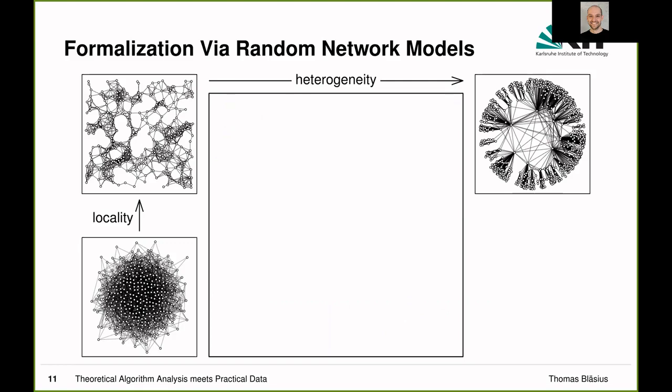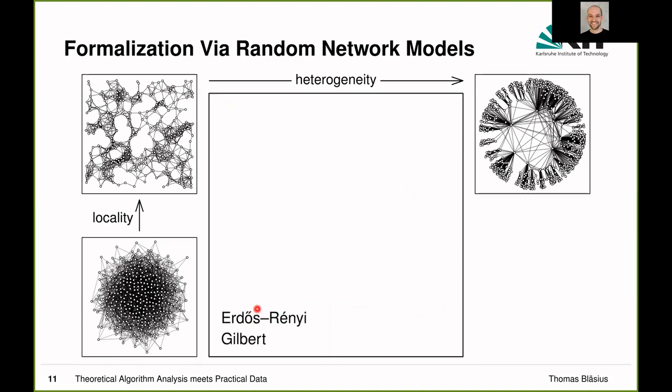Now, I said earlier that I want to analyze algorithms with respect to these properties, and I want to use random network models for that. So the question is, how do we formalize these properties using random network models? The good news is there are a bunch of random network models out there, so we can basically choose our favorite that falls in one of the four corners. I want to quickly mention the different network models for the different corners. I will later on introduce them in a bit more detailed manner.